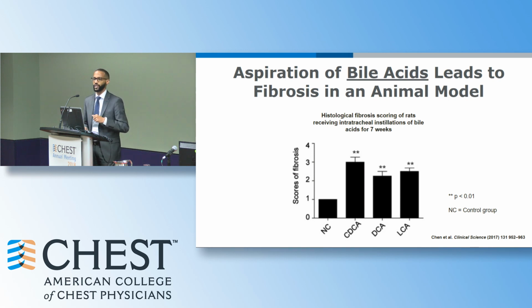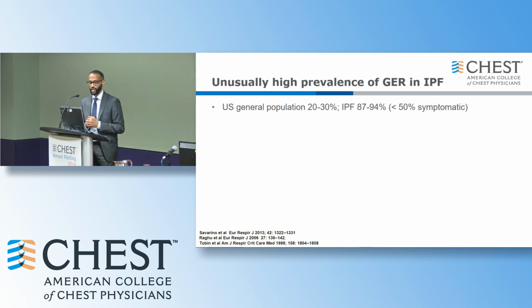But those are rats. Who cares? What about humans? In humans, GERD usually only has a prevalence of about 20 to 30% in the normal population, but it's been described in IPF as high as 87 to 94%. What's even more unique is how many people don't have symptoms, meaning that we may be missing a significant portion of our patients that have GER. Multiple studies have described less than half of patients being symptomatic from their reflux.